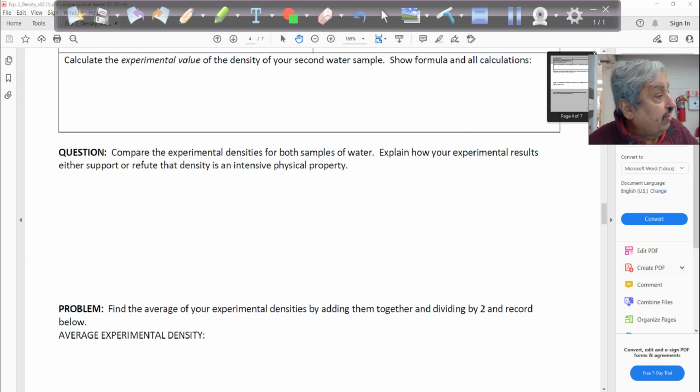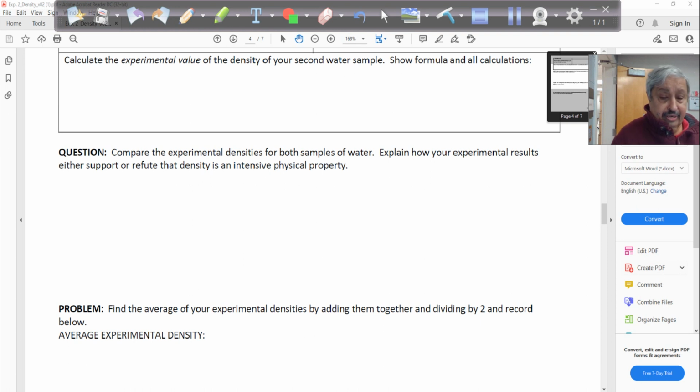Percentage error is defined as the theoretical value, which is in the literature, the density of H2O is 1.00 gram per mL, minus the average of both readings, divided by the theoretical value, 1, multiplied by 100, that will equal the percentage error.